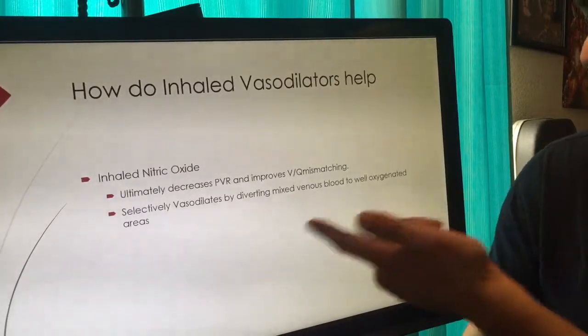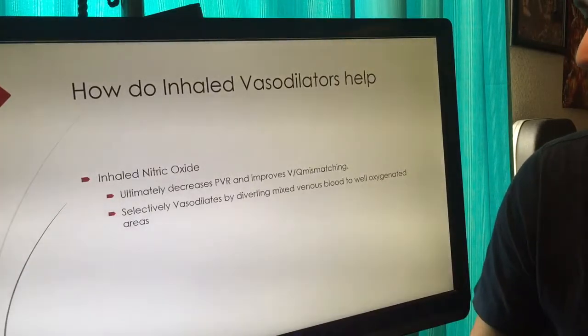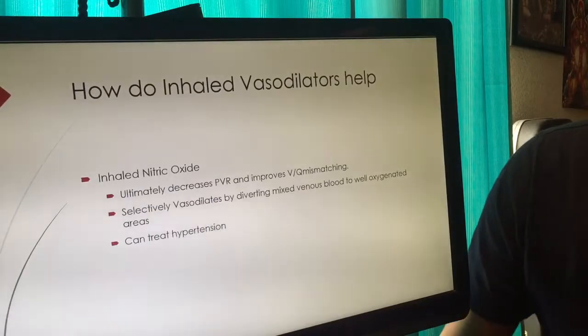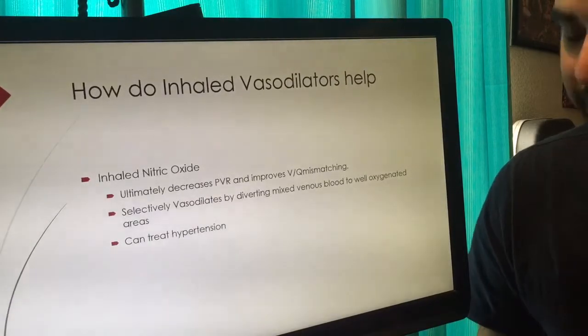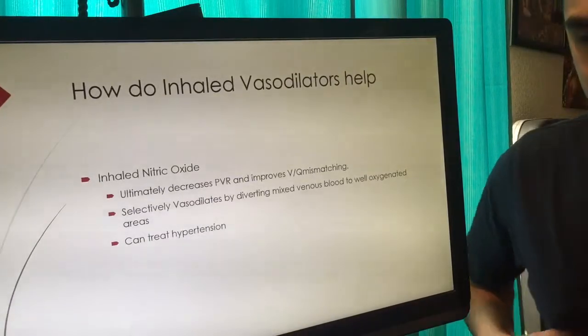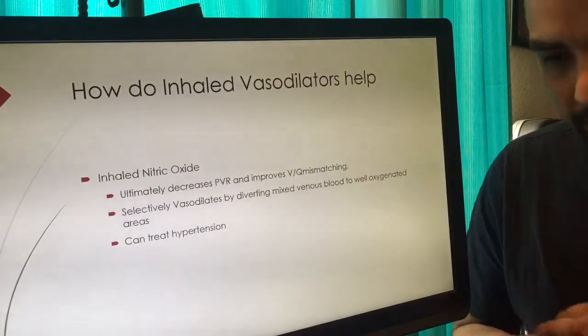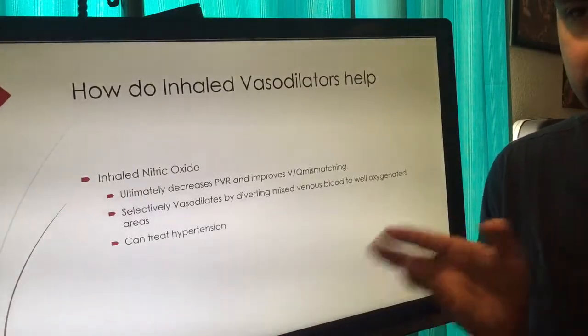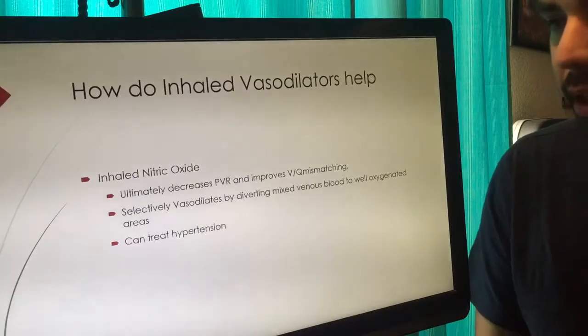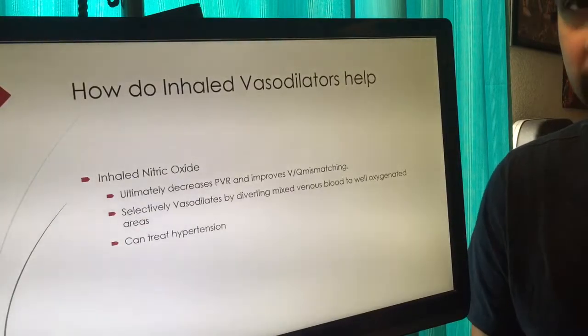So by doing what I just described, this can also treat hypertension as well. So it could pretty much inhibit any hypertension from happening, any buildup of carbon dioxide as well.